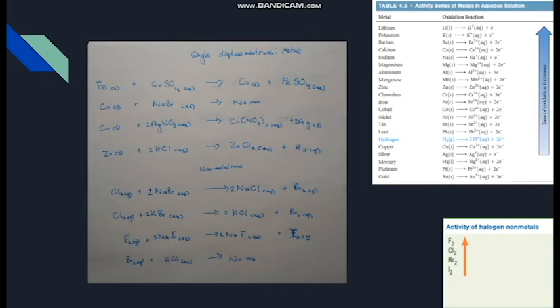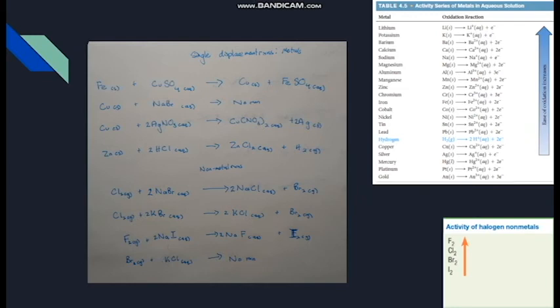Now, we take a look at another example. Copper plus sodium bromide. Sodium is pretty high on the activity series, whereas copper is really low. This means that no reaction can occur because of the placement of copper relative to sodium. This is why there's no reaction occurring here. We take a look at copper again. Copper plus silver nitrate, and silver is lower than copper, so a reaction can occur.